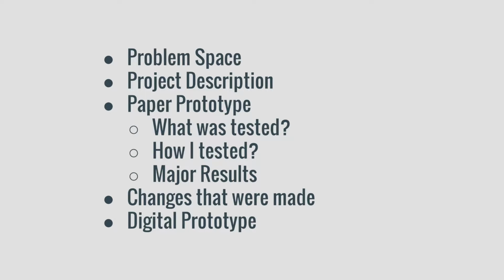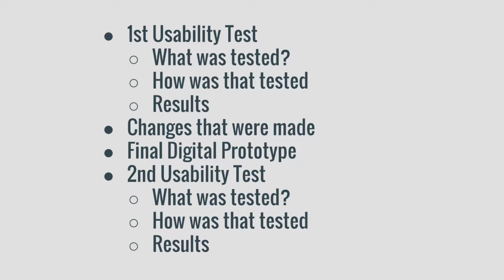In this final presentation, I will discuss the problem space, the project description, the paper prototype, what was tested, how it was tested, and the major results from that paper prototype. And then I will talk about the changes that were made, and then the digital prototype, and then the first usability test based on that digital prototype, and I will talk about what was tested, how was that tested, and the results from that.